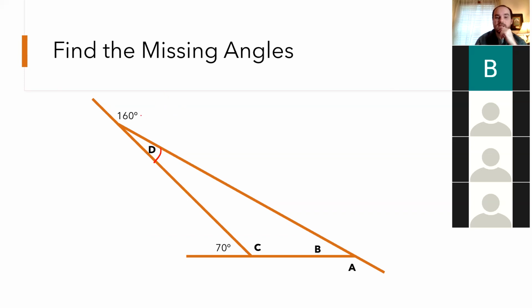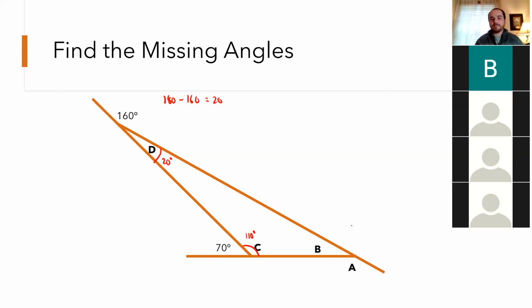So since D is supplementary to this 160-degree angle, we know they add up to 180 degrees total. So we can do 180 minus 160, which equals 20. So we know that this is going to be a 20-degree angle. We could do the same for C. So we can say 180 minus 70, that's 110.